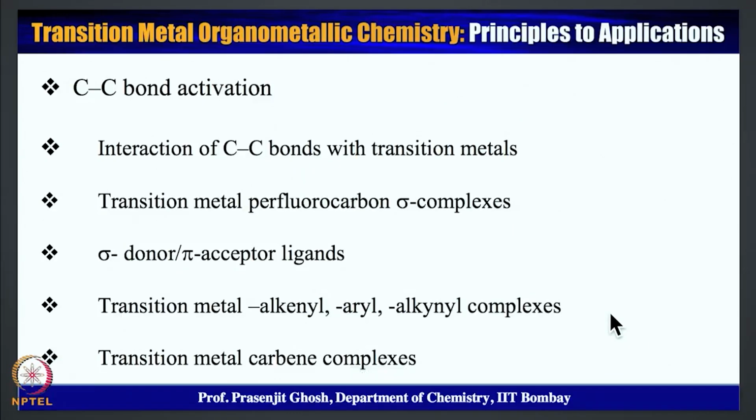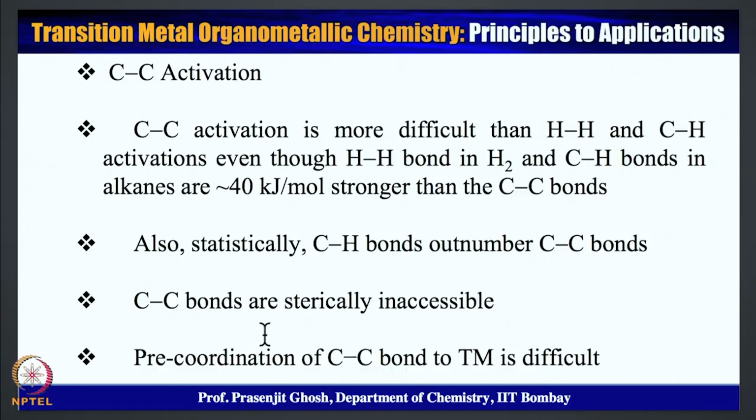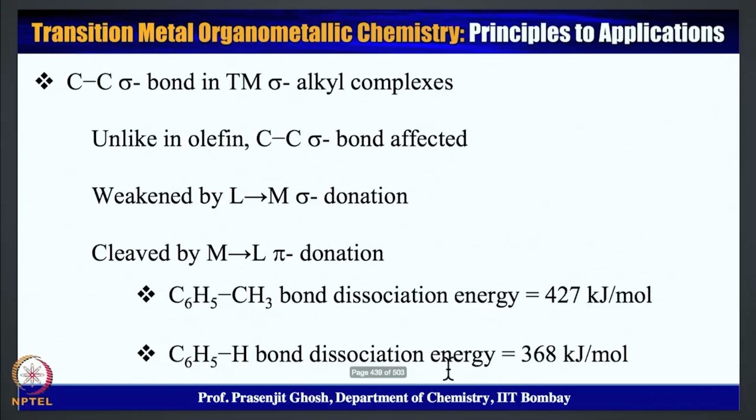Then after looking at CH bond activation, we have looked at CC bond activations. We had seen how CC bonds interact with transition metals in perfluoro sigma complexes, as well as sigma donor pi acceptor ligands, and in that perspective looked into alkenyl, aryl, alkynyl and transition metal carbene complexes. Now, CC activation is more difficult than hydrogen-hydrogen and CH activations, even though the hydrogen-hydrogen bond in H2 and CH bonds in alkanes are stronger than CC bonds. Statistically, the reason for this challenging activation is that CH bonds outnumber CC bonds. CC bonds are sterically inaccessible, and furthermore the pre-coordination of CC bonds to the transition metal becomes difficult.